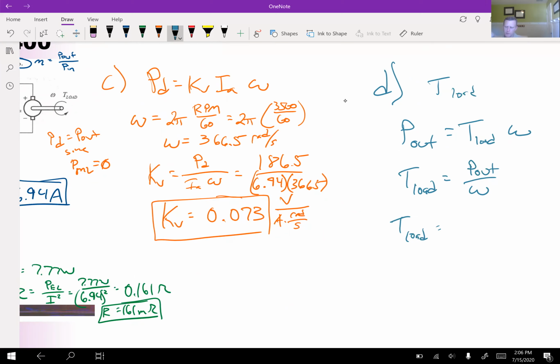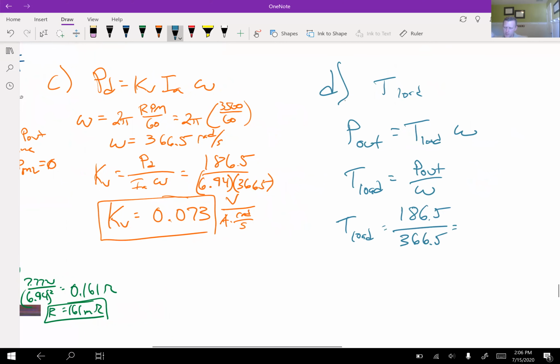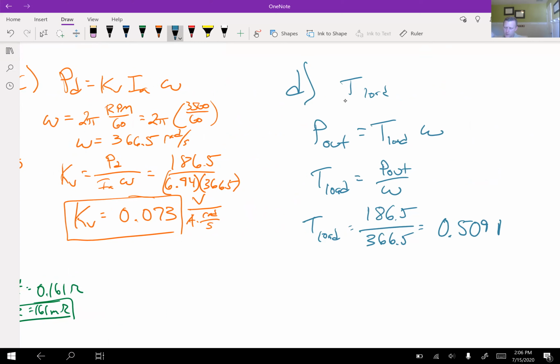T load is equal to 186.5 over 366.5, and that comes out to 0.509. You should always put your torque into newton meters, so this case would be 509 millinewton meters.